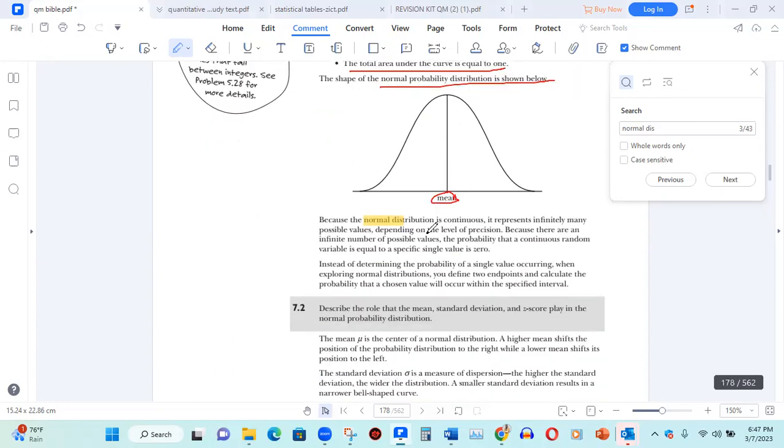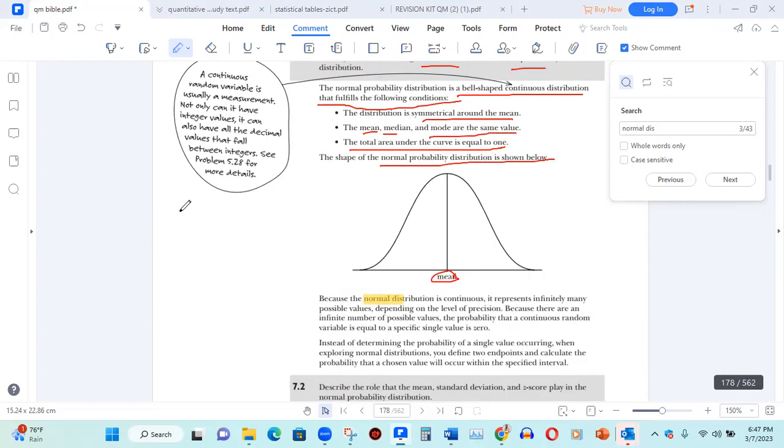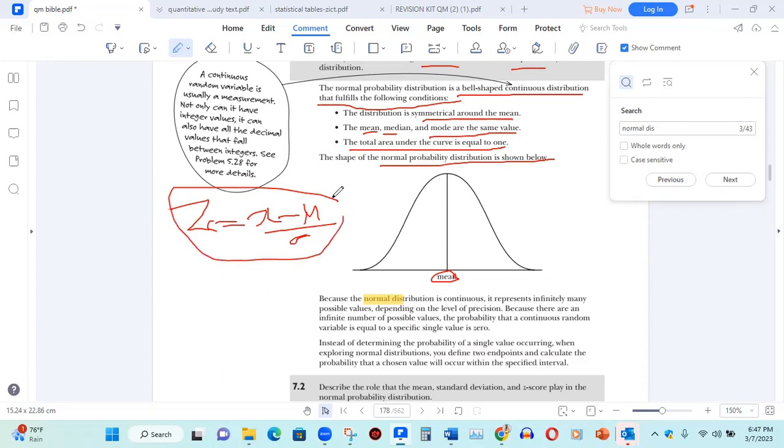Because the normal distribution is continuous, it represents infinite possible values depending on the level of precision. The most important thing to understand is that this one uses the z-score, which is equal to x minus the mean over standard deviation. So this is on the aspect of the normal distribution.